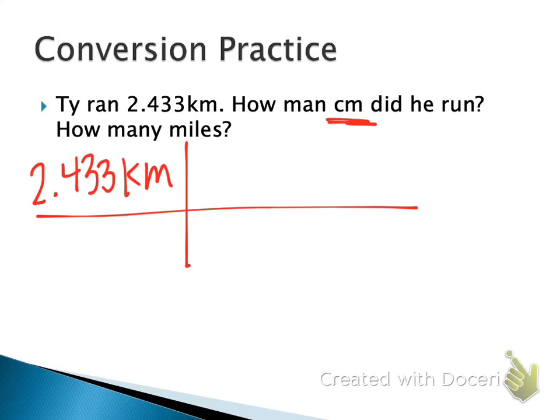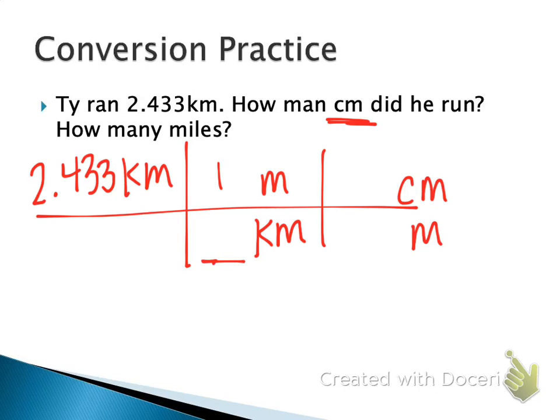So in my chart, I'm going to say I need to go kilometers to meters, then I need to go meters to centimeters, and then I fill in my numbers, right? I know some of you can move the decimal place. That is perfectly fine, okay? But here, which one gets the 1, kilometers or meters? There's 1 meter in how many kilometers? So there's 1,000 kilometers in 1 meter?